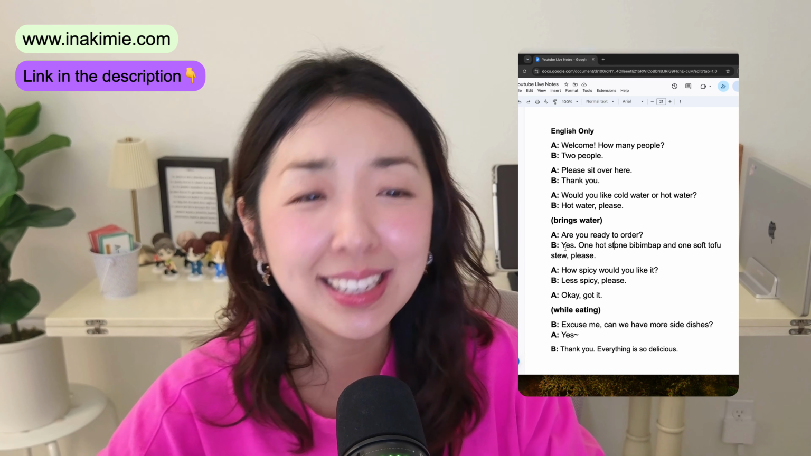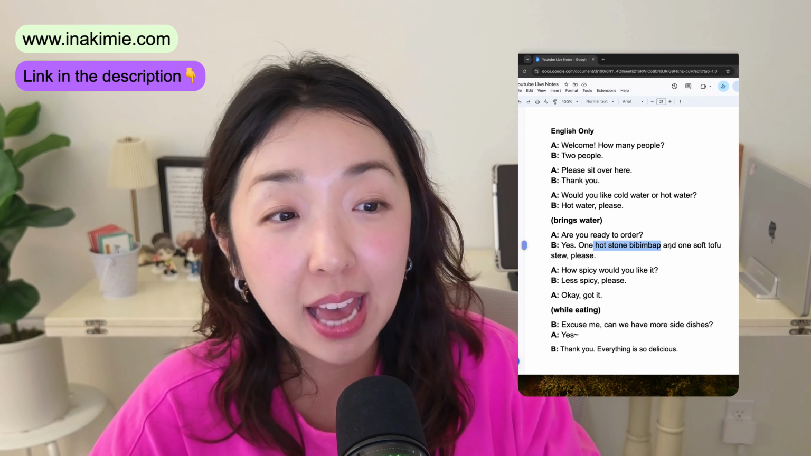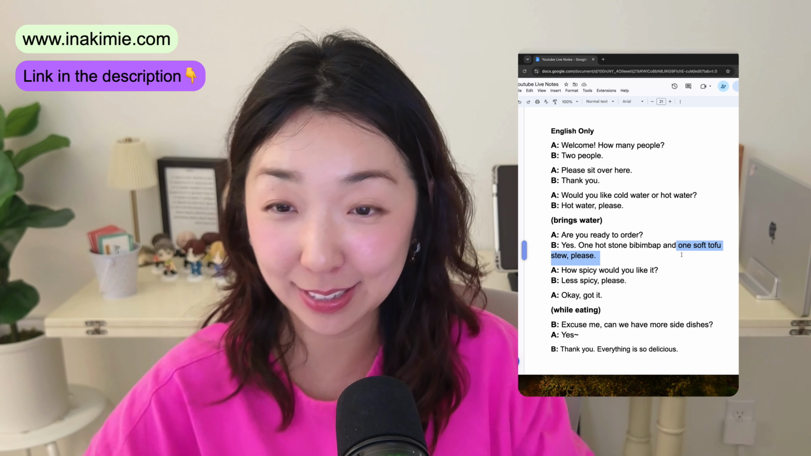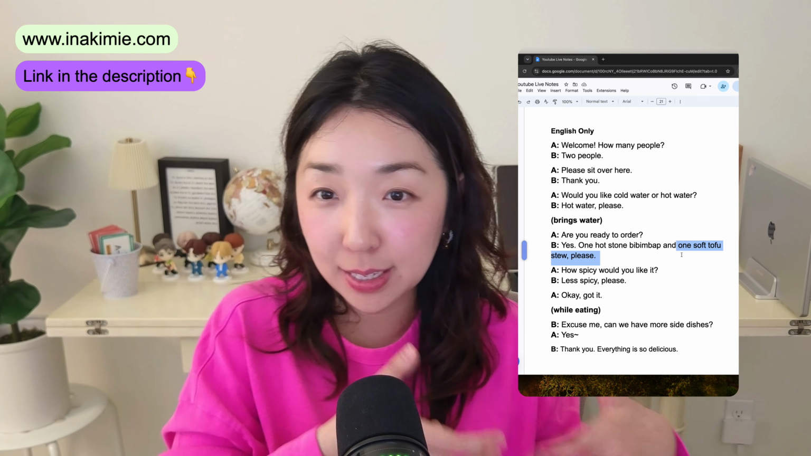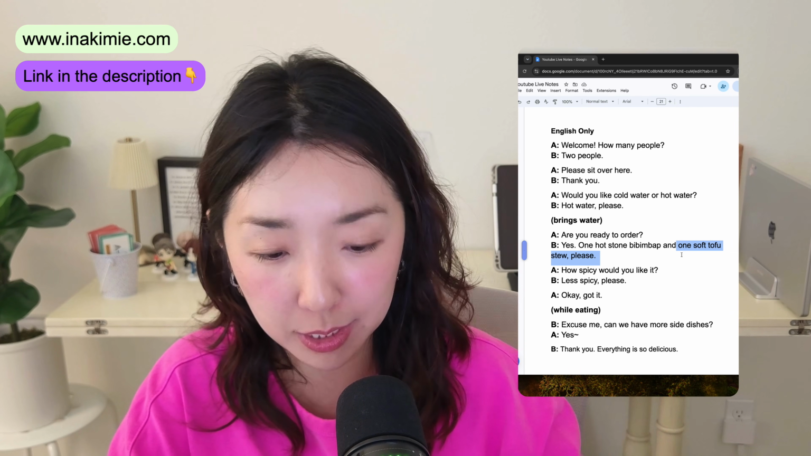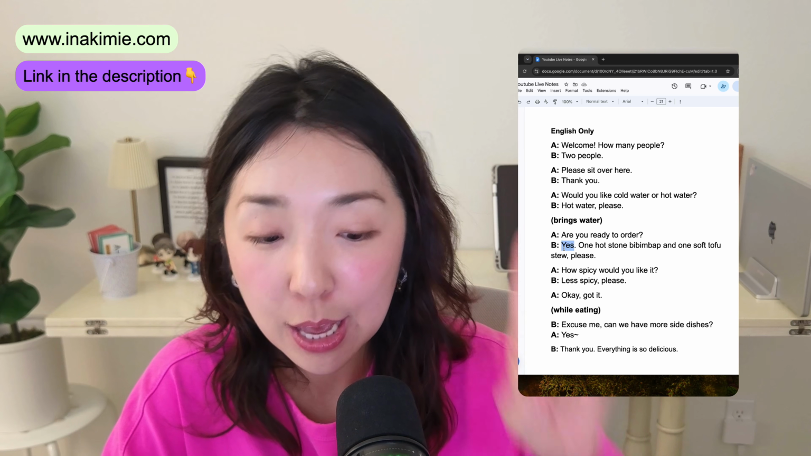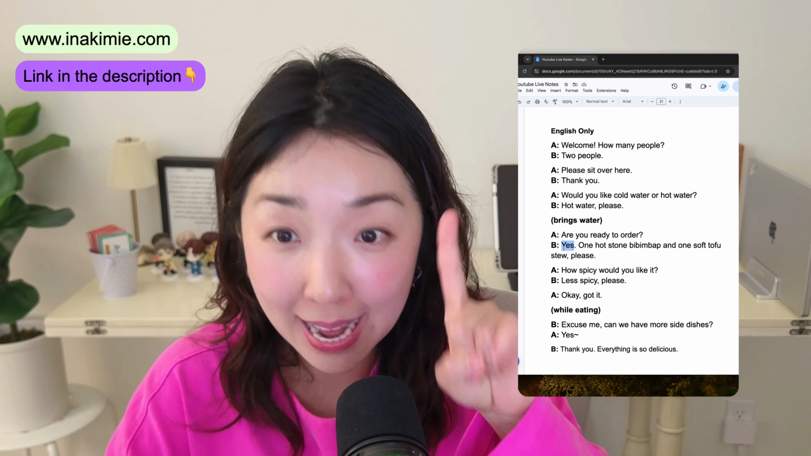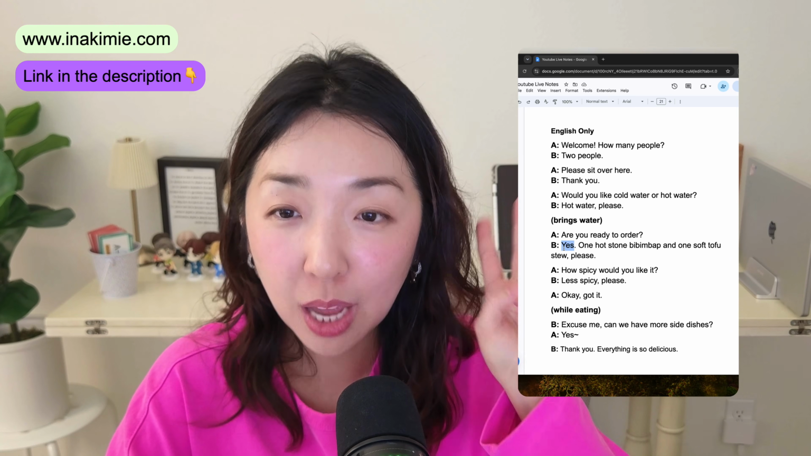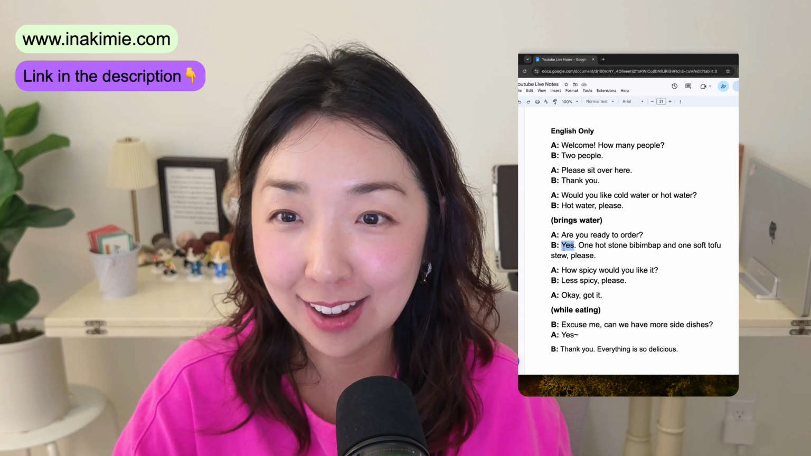And then B's like, yeah. One hot stone bibimbap. This is my favorite. And one soft tofu stew, please. Have you had the stone pot bibimbap and like a tofu stew, like a little spicy one? It's so good, the perfect combination. So yes is 네. 돌솥 비빔밥 하나랑 순두부찌개 하나 주세요. One more time.